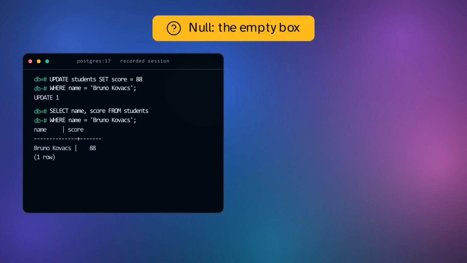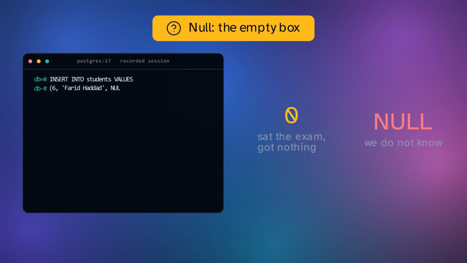One more idea, and it is the one that catches everybody. What happens when you do not know a value? Let us add a 6th student whose score has not been recorded yet. Where the score should be, I write null. Null does not mean 0. 0 is a score. It means the student sat the exam and got nothing. Null means we do not know. The box is empty. Now watch what that does.